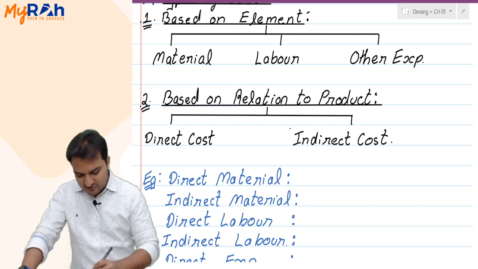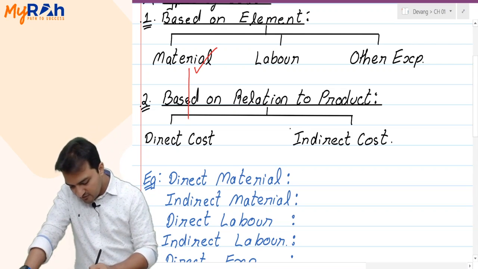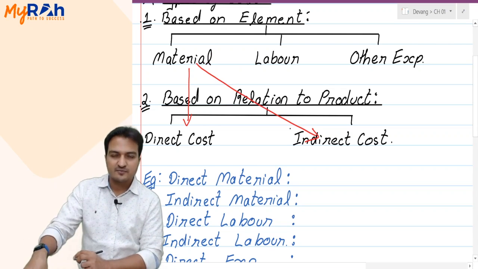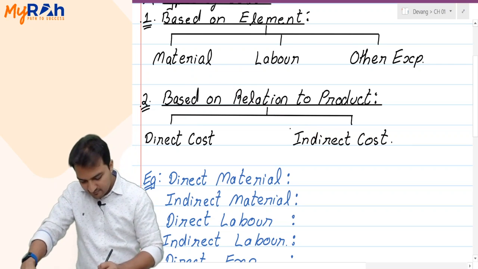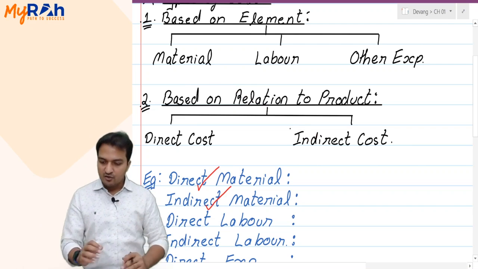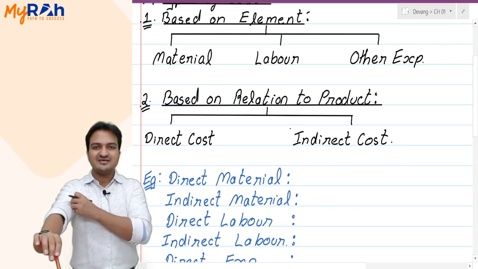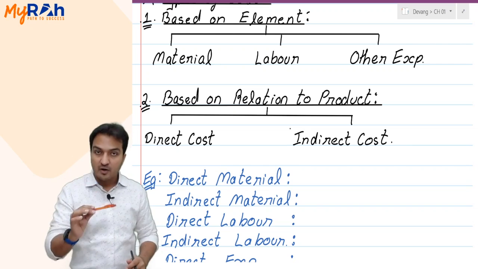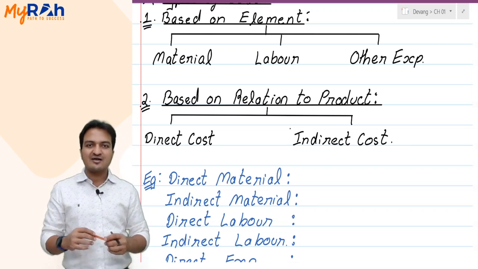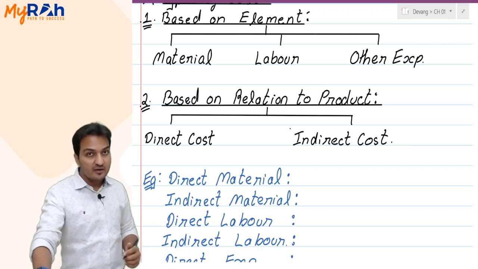Look, material is one classification here, but this classification can be further divided as direct cost and indirect cost, or more likely, direct material and indirect material. Direct material means the material which is directly used on this product, while indirect material will be the material that is not directly used on this product, but is still used in the factory.